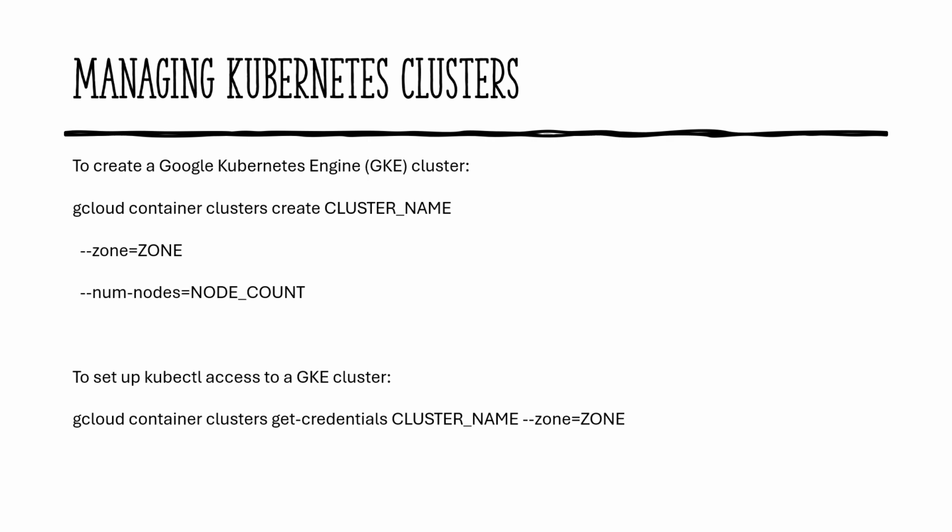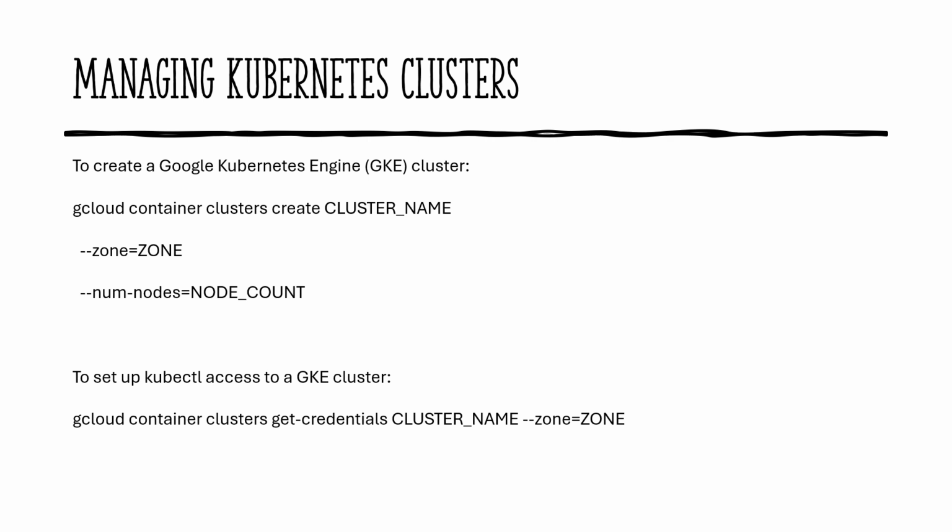Set a context. kubectl config use-context NAME switches to the specified context. Delete a context. kubectl config delete-context NAME deletes the specified context from the kubectl config. Working with namespaces. List namespaces. kubectl get namespaces or kubectl get ns lists all available namespaces.